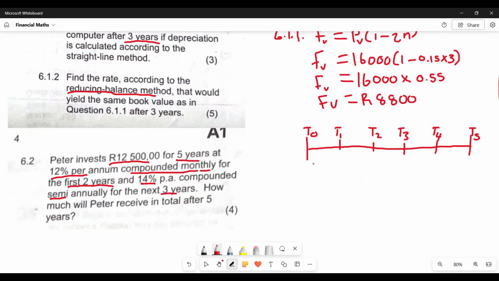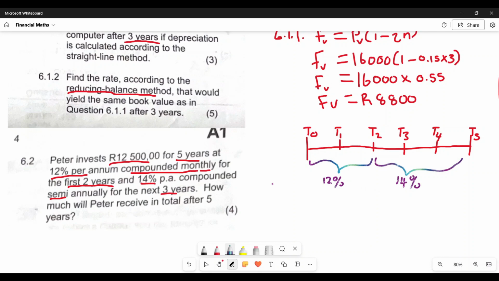So they are telling us that, maybe let me just use a different color. For the first 2 years, we are told that Peter invests at 12%, and this 12% is per annum compounded monthly. And then for the last 3 years, he invests at a different rate, which is 14% per annum compounded semi-annually.